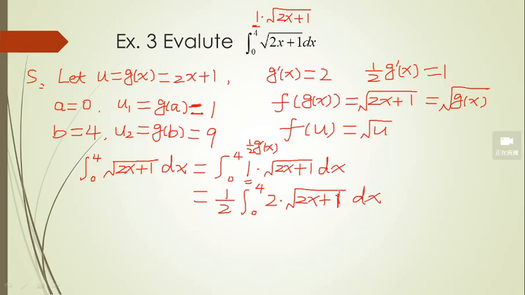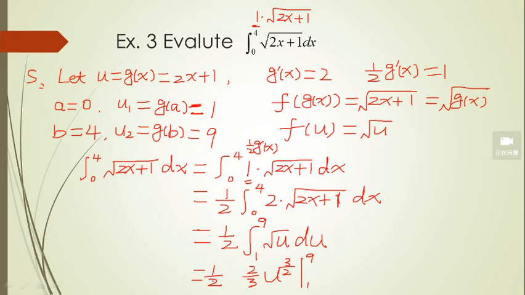So according to the substitution rule, this is f(g(x)) times g prime, that will be f(u) du. The lower and upper limits change to g(a), which is 1, and g(b), which is 9. And then find the antiderivative for root u. We already get 2/3 u to the exponent 3/2, and evaluate it at 1 and 9.